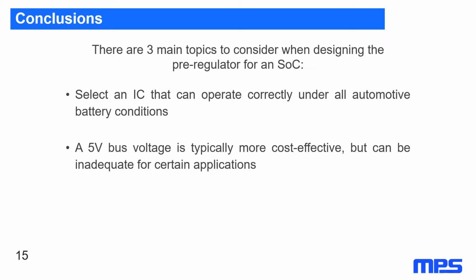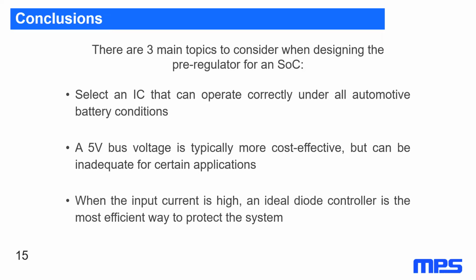It is both more efficient to generate a 5 volts from 12 volts input compared to 3.3 volts. And it is also usually more efficient for the low current regulators to be powered from a 5 volts bus than a lower voltage. And we have also seen that when the input current is quite high, which is the case for these powerful ADAS systems, an ideal diode controller is the most efficient way to protect the system compared to a diode or to a P-channel MOSFET.